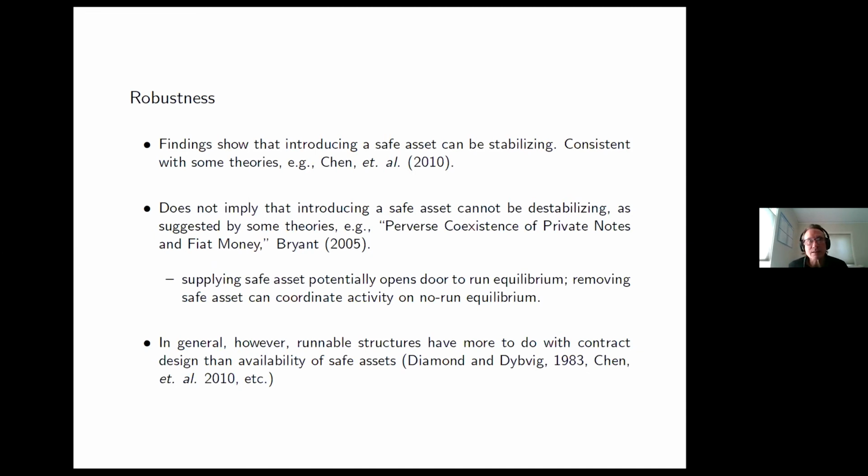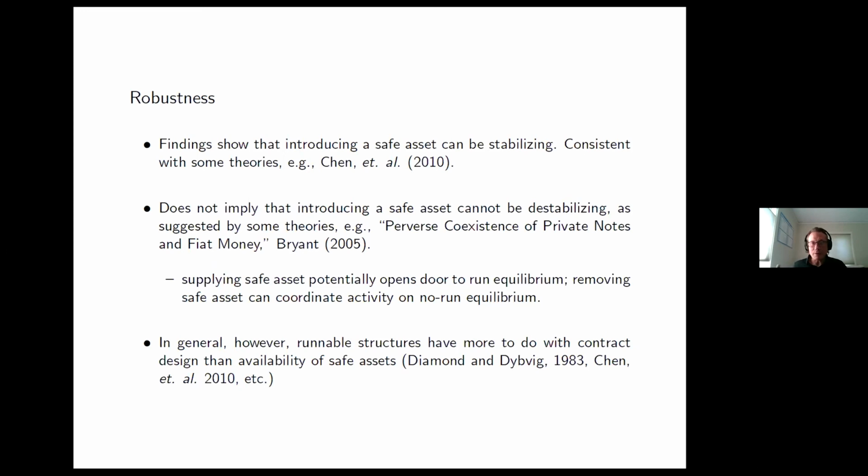I guess we've answered the question. It might depend on particular circumstances, so that's just a little bit of a caveat. But in general, having spent a considerable amount of time studying the theory and evidence, but theory in particular, and this run literature, what I've discovered is that these runnable structures have less to do with the availability of a safe asset and much more to do with the way the contract is designed. And this is true, for example, in the Diamond and Dybvig model.